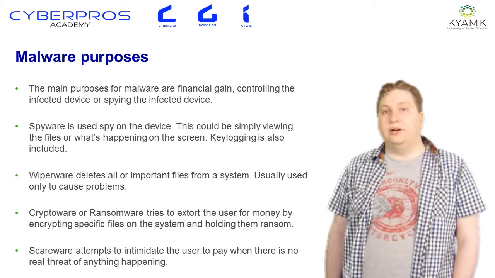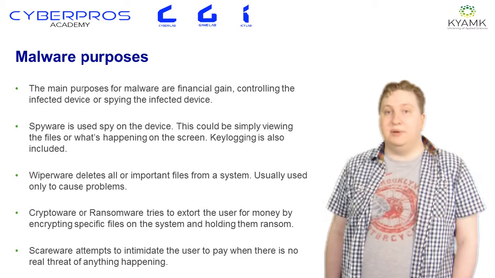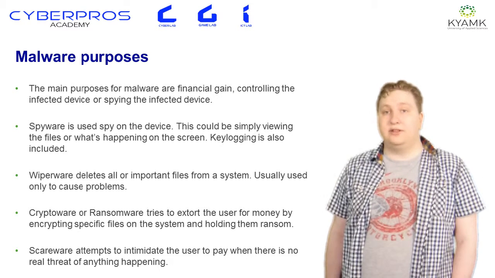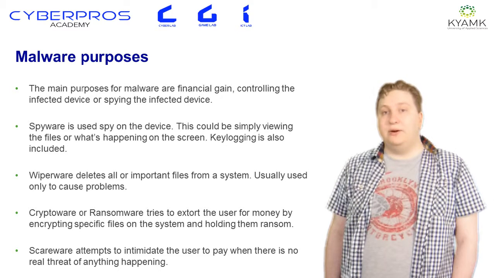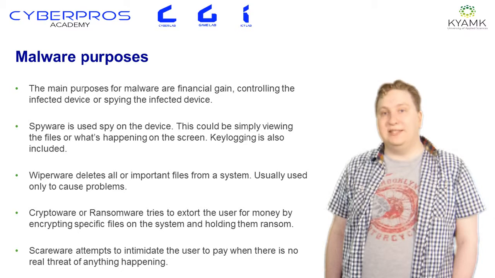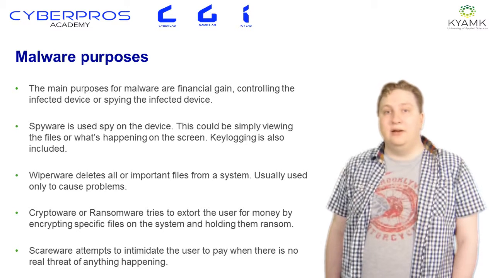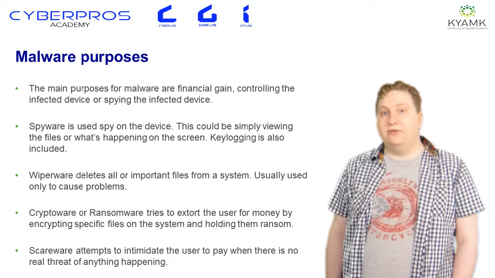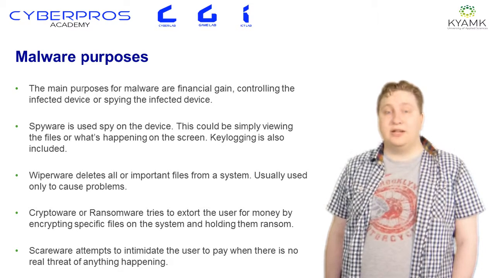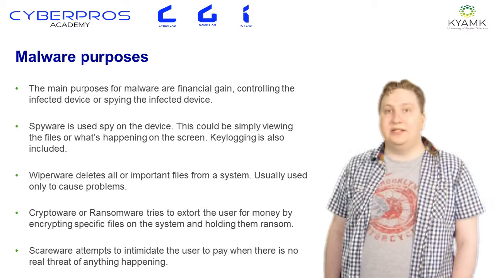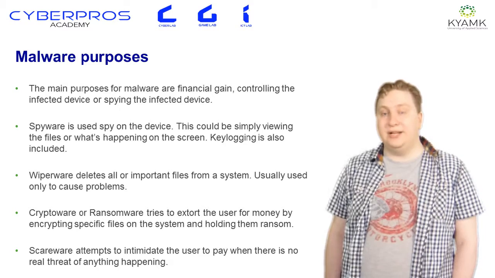What malware are used for are various different things, such as spyware. Spyware is used to either keylog or take pictures of a user's screen. Wiperware basically just deletes files from a system, causing disruption. Cryptoware encrypts specific files that it deems important and then blackmails the user into paying for the decryption keys. Scareware is an offshoot of cryptoware that pretends it's cryptoware, but actually there is no encryption involved, and it just tries to blackmail the user that way.